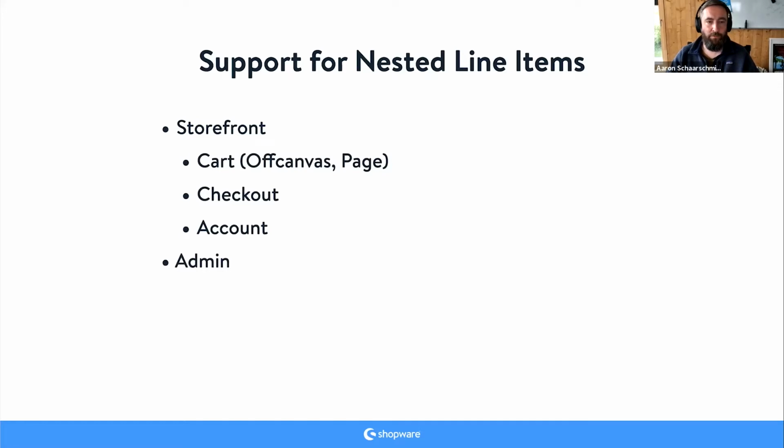Then, of course, you have the administration as a store owner, as a merchant. You want to see it clearly in the order details, which are the main products and which are the additional options. And it should also be reflected in documents and emails.